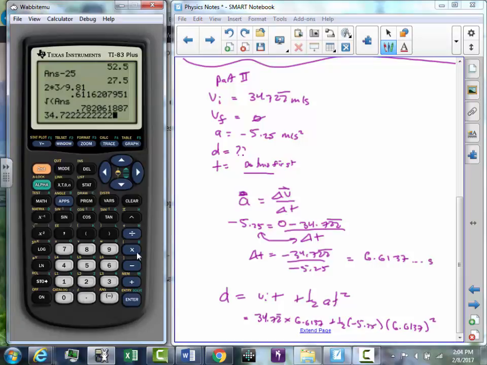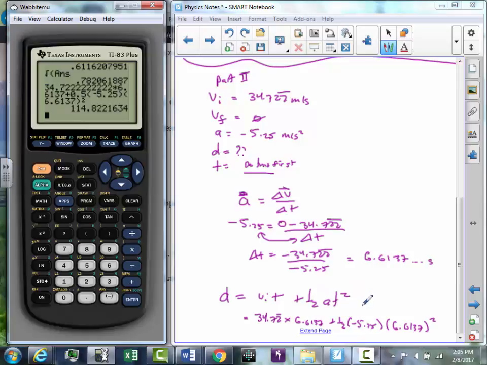34.72 repeating times 6.6137 plus 1/2 times negative 5.25 times 6.6137 squared. It's going to take you another 115 meters to slow down. You're not going to try this.